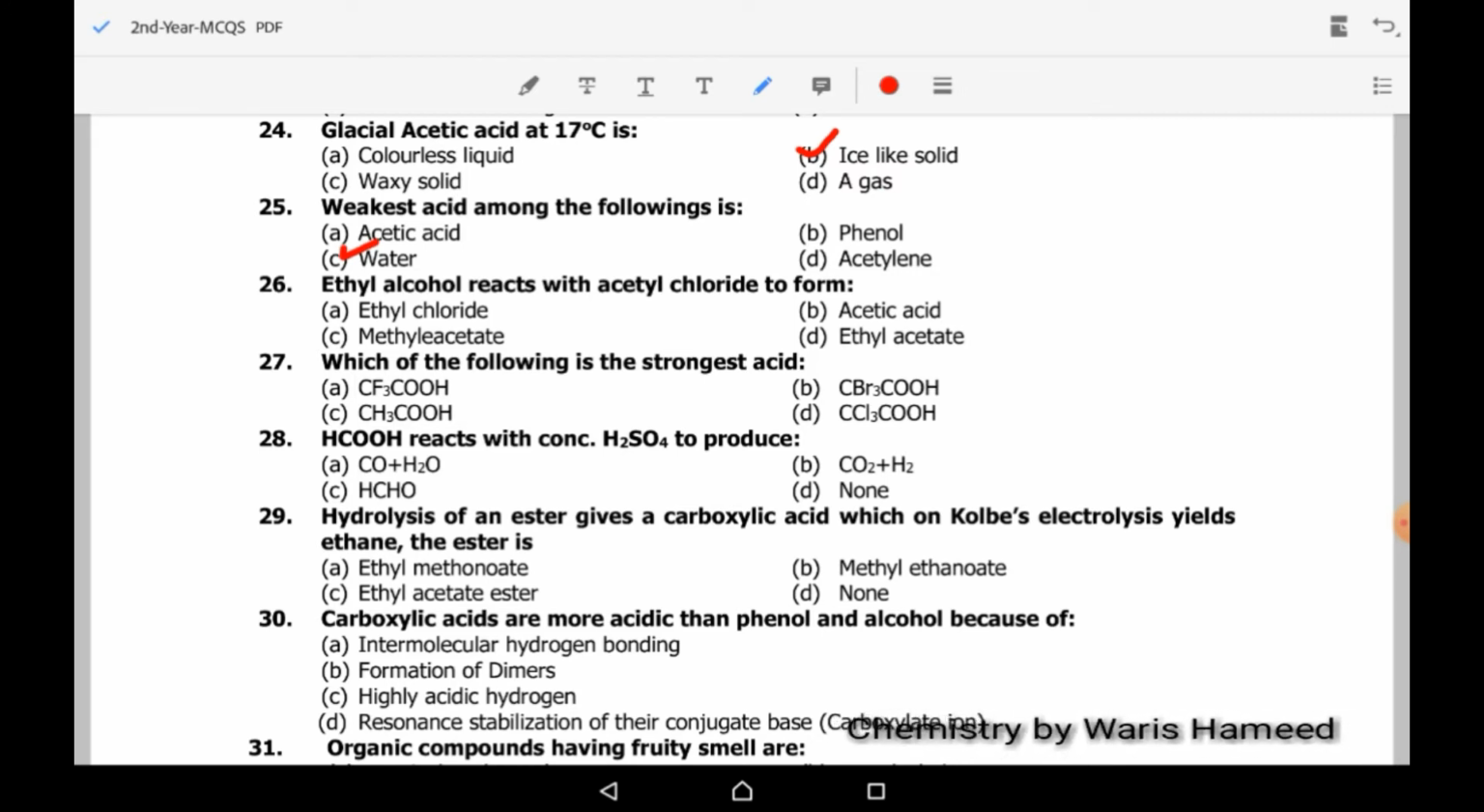Ethyl alcohol reacts with acetyl chloride to form. When we react ethyl alcohol with acetyl chloride, they form ethyl acetate.